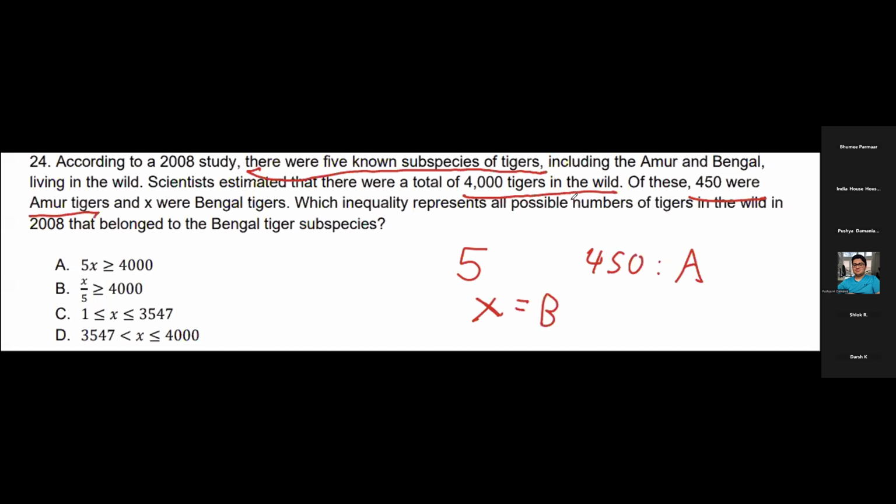Which of the following represents all the possible numbers of tigers in the world in 2008 that belong to the Bengal tiger subspecies? Well, we know that out of the five total known subspecies of tigers, one is Amur, which is already included in this figure. We know that one is Bengal, which would be included in X.